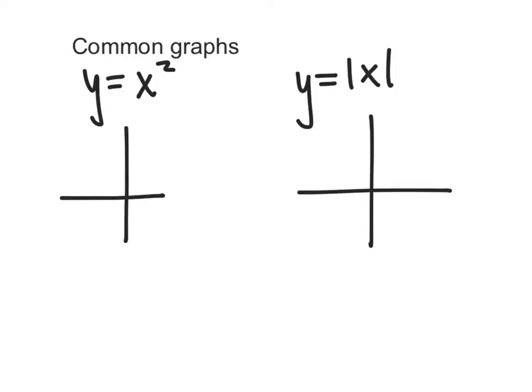I know that x squared is a parabola. There's no shift, so it's centered at the origin, and it's a positive a value, so it opens upward. We call this the parent graph of x squared.